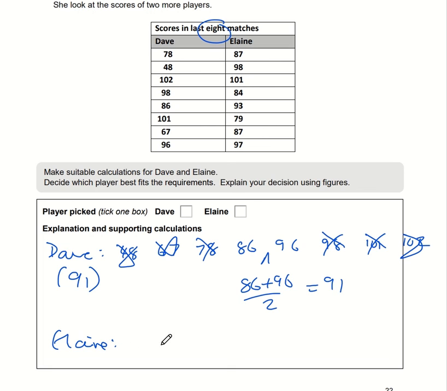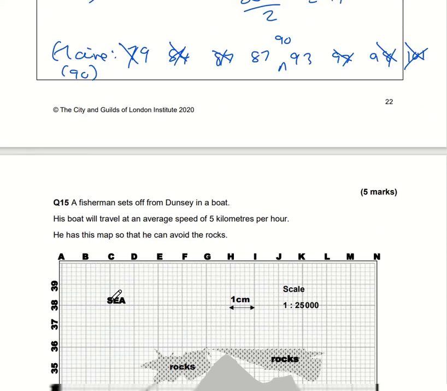Let's do the same for Elaine. Let's get her values in order. So 79, 84, 87, there's 2 87s, 93, 97, 98 and 101. So let's chop one off the right and the left, and again and again. So we want the midpoint of 87 and 93. Well, that's a bit easier to work out because that's simply 90, but again, if you're struggling, just add the 2 values together and divide by 2. So for Elaine, her median is 90, so therefore Dave will make the team because his median is slightly greater.